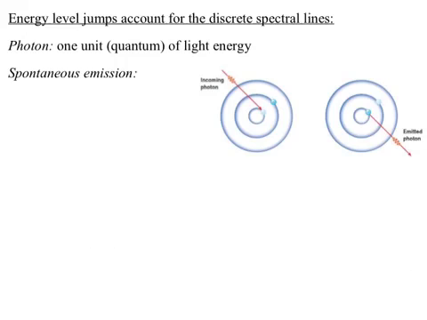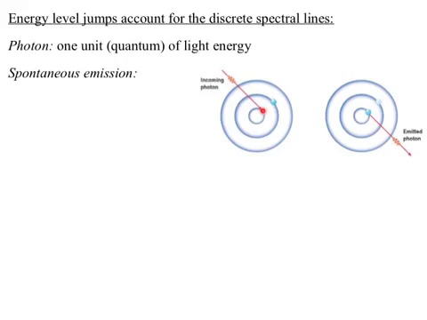First, let's define the term photon. A photon is one unit or quantum of light energy. So when the sun lights up the world around you during the day, those photons are units of light energy, and that's what enables you to see. Now, if a photon interacts with an electron, it can cause it to go from a stable state to an excited state.